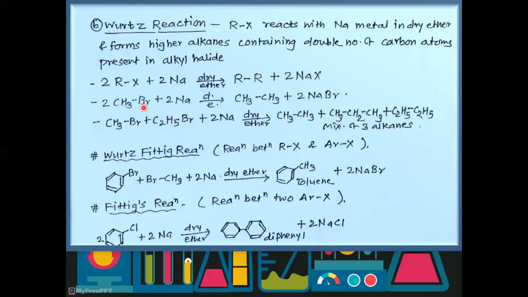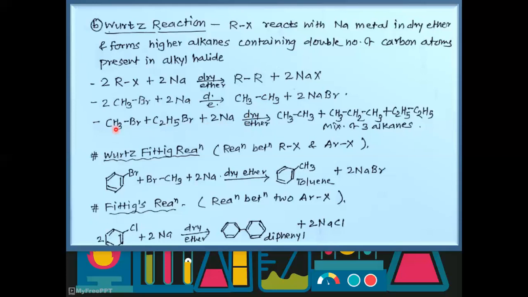For example, methyl bromide: two molecules react with two sodium atoms in the presence of dry ether. So we get a higher alkane, that is ethane, CH3-CH3, plus 2NaBr. Here, one molecule is methyl bromide and the second molecule is ethyl bromide, plus 2Na, with dry ether as solvent.